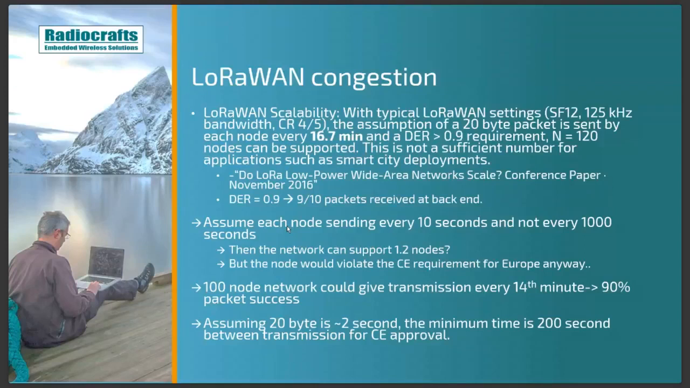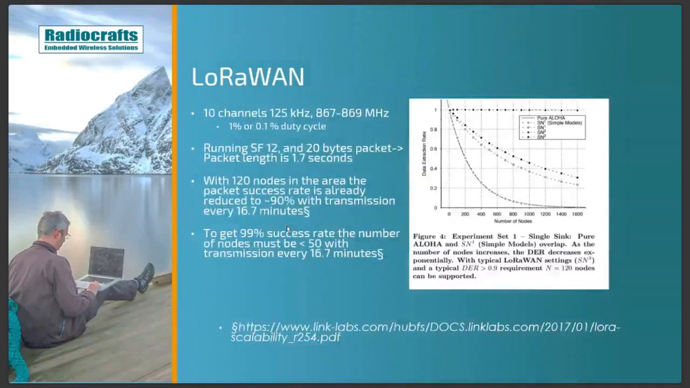I think it's better to show this curve, which is basically the curve these statements are taken from, and they also have a link to the paper underneath. It's a bit small, but on the right side you see the number of nodes and the success rate on the left, and this SN3 is the typical LoRaWAN connection. You see that you have very few nodes, a couple of nodes actually, before the success rate goes below 99%.